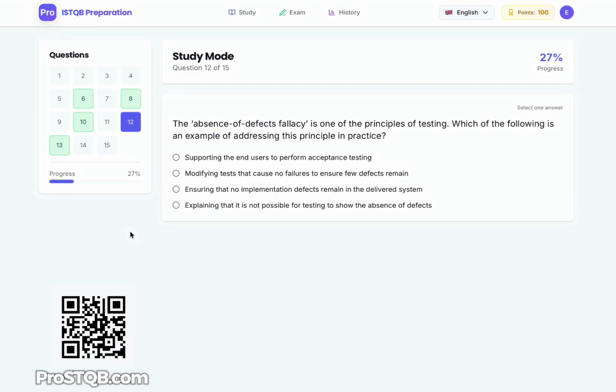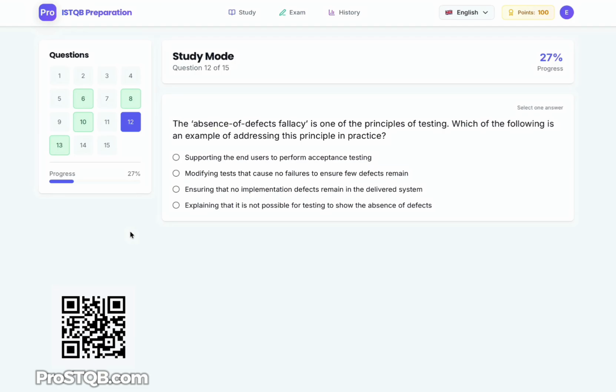The first principle is about the limit of testing. The absence of defects fallacy is about business success. Even if you remove every known defect, users may still hate the product. Maybe it solved the wrong problem. Maybe the requirements were wrong from the beginning. Maybe it doesn't meet business expectations. So what should we do?